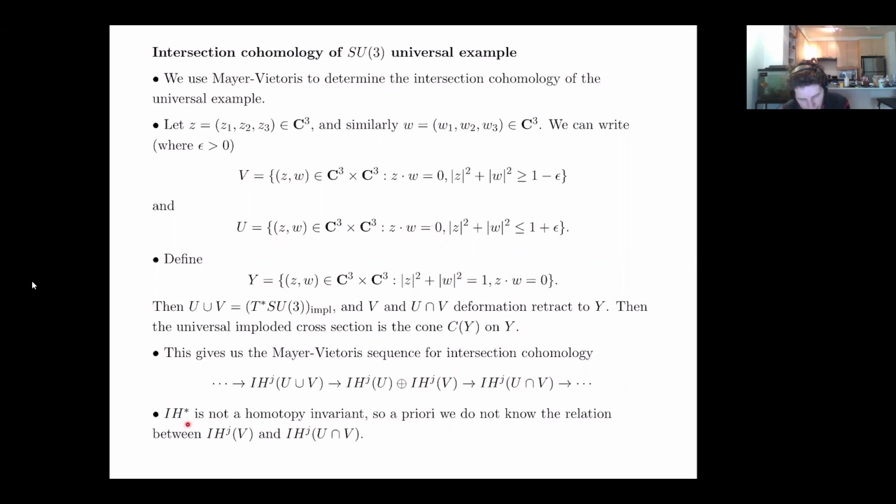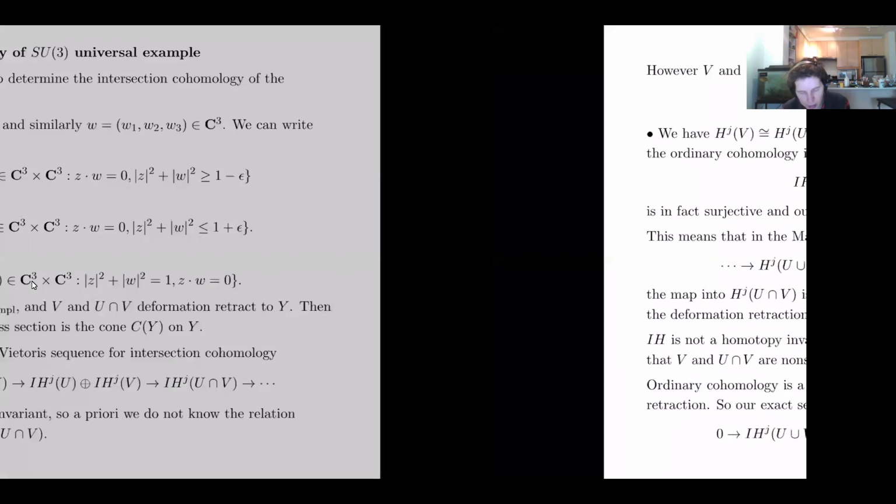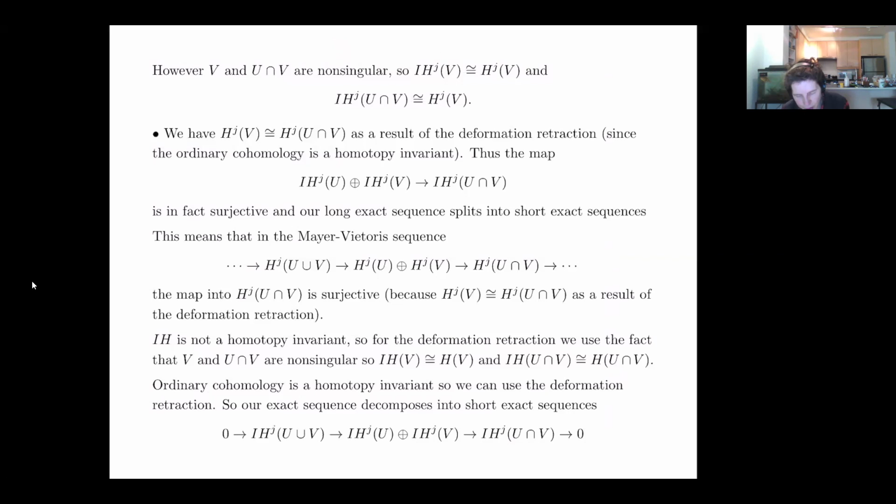And intersection cohomology is not a homotopy invariant, so we don't actually know the relation between the intersection cohomology of V and the intersection cohomology of U intersect V, although V retracts to U intersect V. But since these are non-singular, the intersection cohomology of V is isomorphic to the ordinary cohomology of V, and the intersection cohomology of U intersect V is isomorphic to the ordinary cohomology of U intersect V. So we have that the ordinary cohomology of V is isomorphic to the ordinary cohomology of U intersect V as a result of the deformation retraction, since ordinary cohomology is a homotopy invariant.